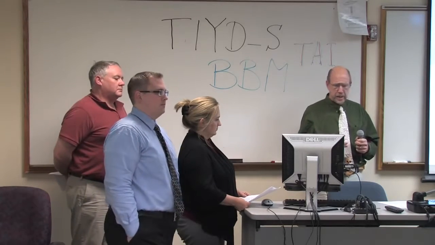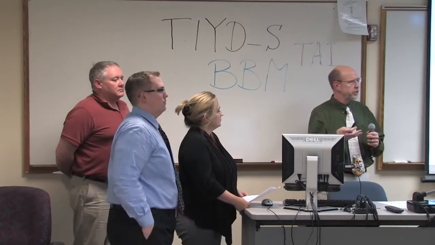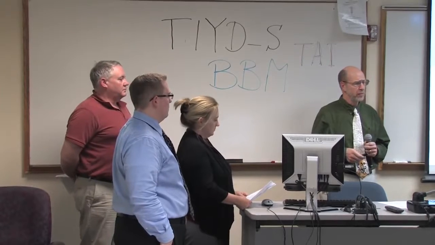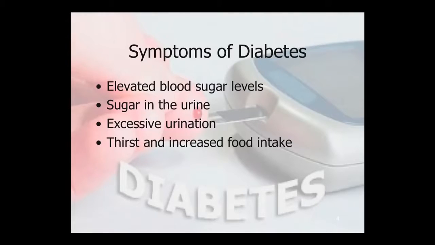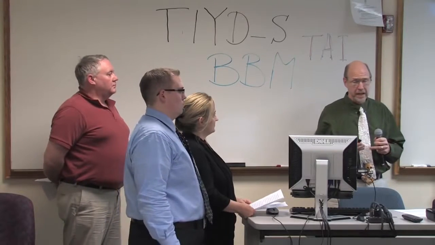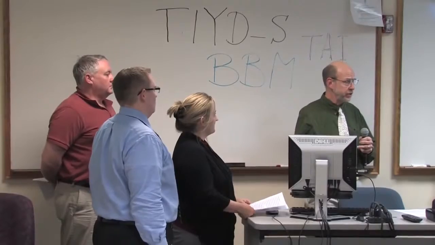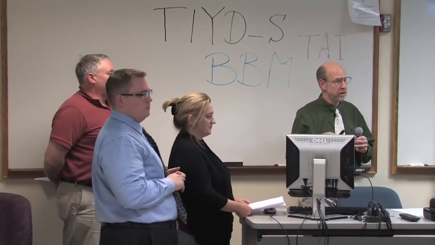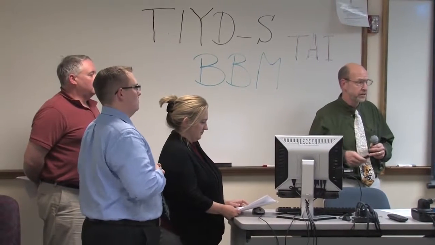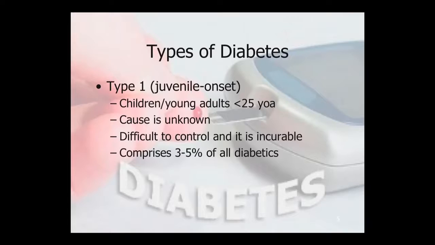And if the cells cannot absorb the glucose, the sugar stays in your blood, and you'll get what is referred to as high blood sugar. What happens with high blood sugar is often the symptoms are excessive urination, you're hungry, or you're always thirsty. And they can test this by looking for elevated blood sugar levels in your blood, and they can look for sugar in your urine. These are all medical tests that doctors can perform.